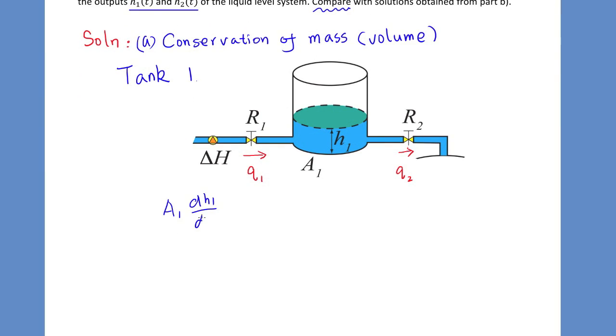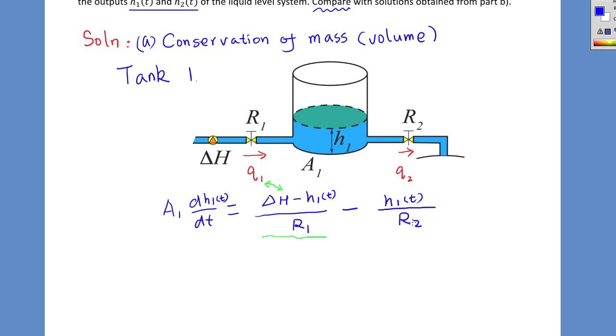Rate of change of fluid volume in the tank is equal to flow rate in minus flow rate out. Level difference divided by resistance. Let's name this equation number 1.